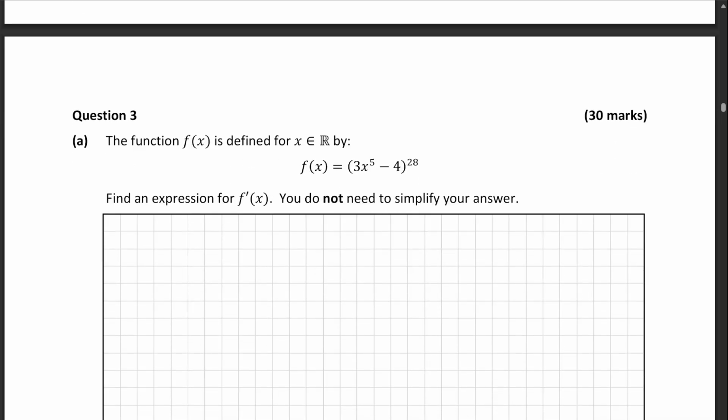Okay, the function f of x is defined for x in the reals. Find an expression for f of x. Or it's not f of x, f dash of x. What am I doing? Do not need to simplify your answer.